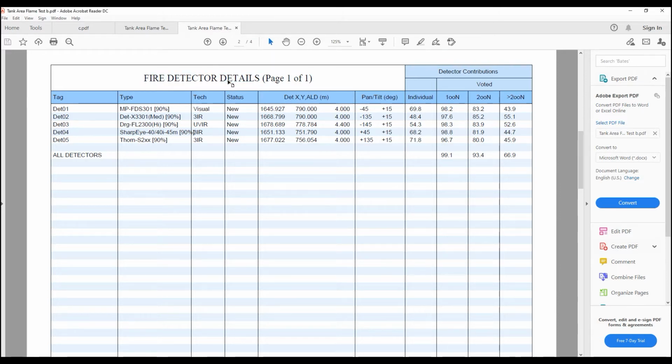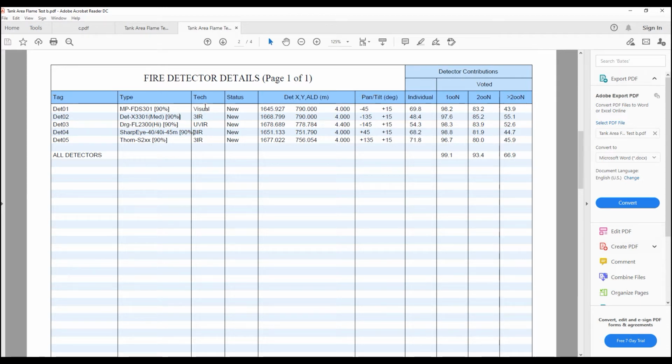Certainly one of the most valuable because it tells you the tag number of every detector that was used in running the assessment. It gives you the make and model of the detector. If it's a detector that has more than one sensitivity setting, it will tell you the sensitivity setting that was used or modeled in the assessment. And we can see the assessment sensitivity used. If this is anything other than 100, you will be able to check that and make sure that you use the setting that you want to use.